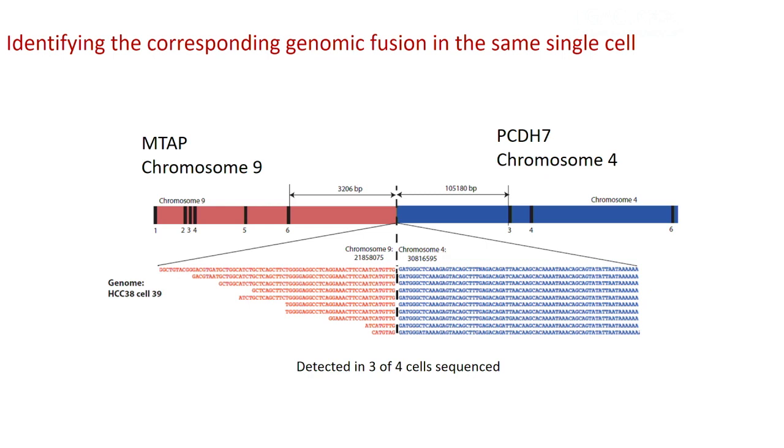So in three of the four cells we detected reads passing across a fusion point that would have sat in between those two exons. So we found a chromosome 9, chromosome 4 fusion in the same cells that we'd found the fusion transcript in. We were able to sequence across the breakpoint.